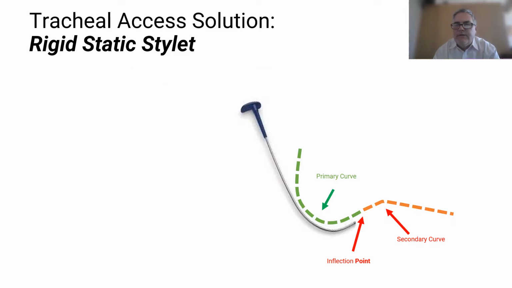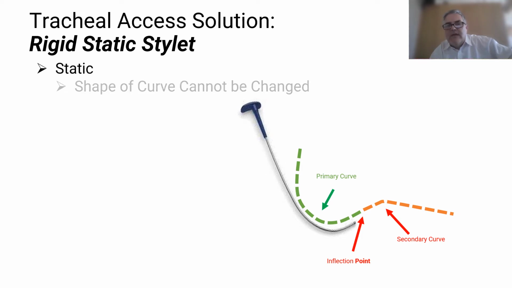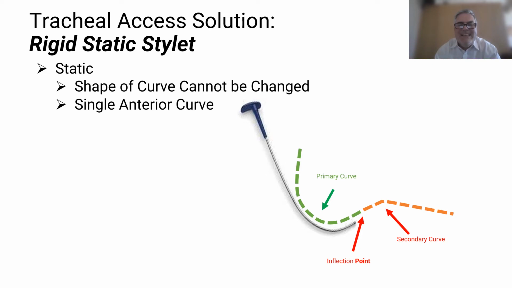Does it do everything we need? Well, let's look at what it does. Rigid static stylets solve the primary curve. They do not solve the secondary curve or the inflection point. They're static; the shape of the curve cannot be changed while in use. It's a single anterior curve that mimics the primary curve of the airway. It solves the primary curve only.